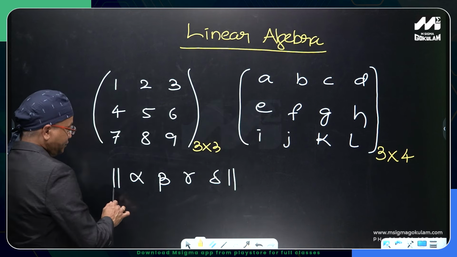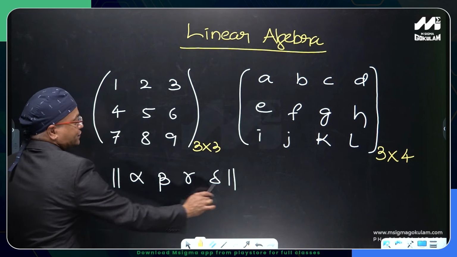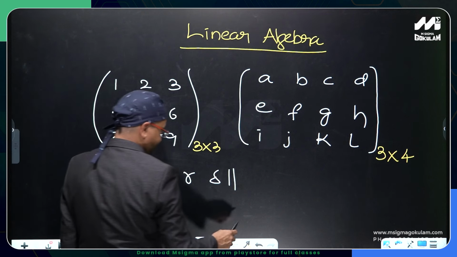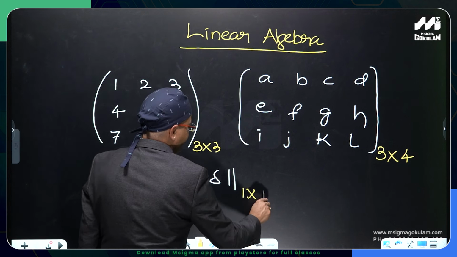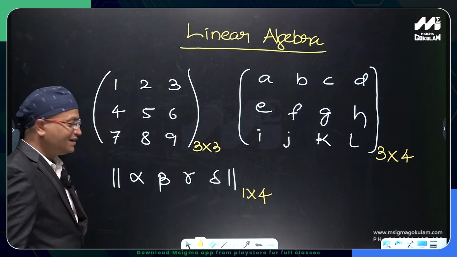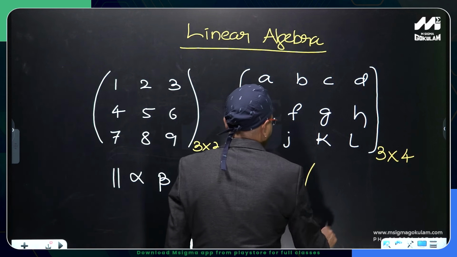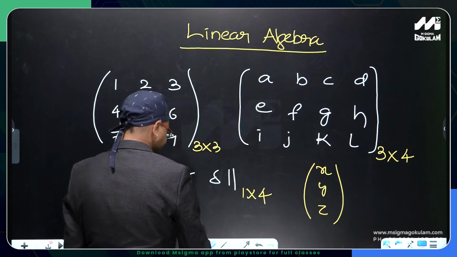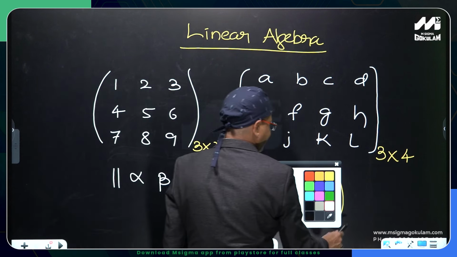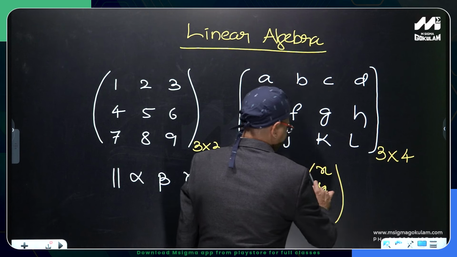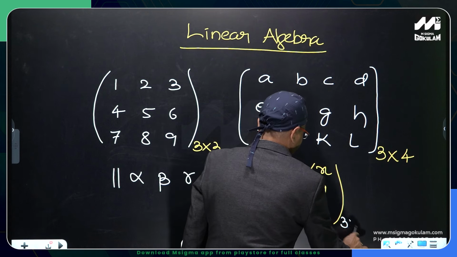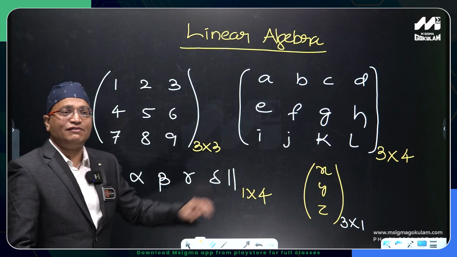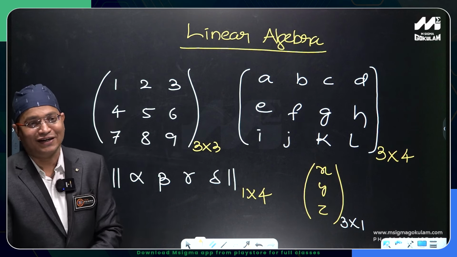Here, two pairs of vertical bars I am using. Only a single row is there, four columns are there. It is a 1 by 4 matrix. Similarly, you observe, if I take x, y, z like this, then it is 3 rows, single column, a 3 by 1 matrix. So, these are all different matrices we can understand.